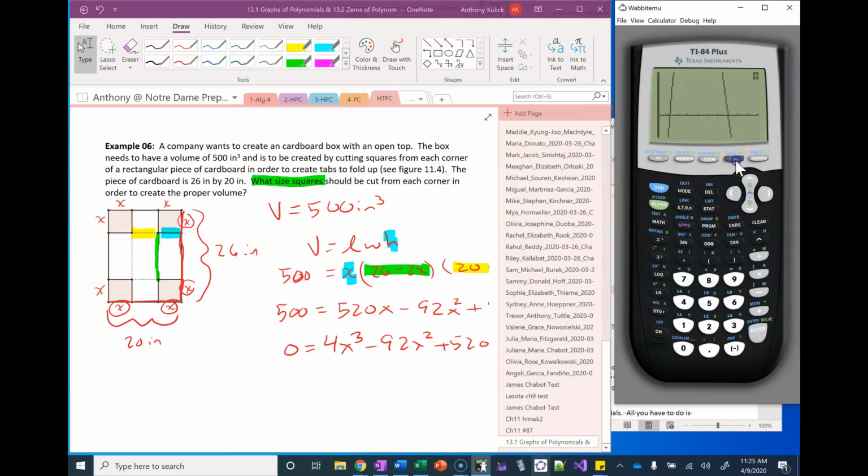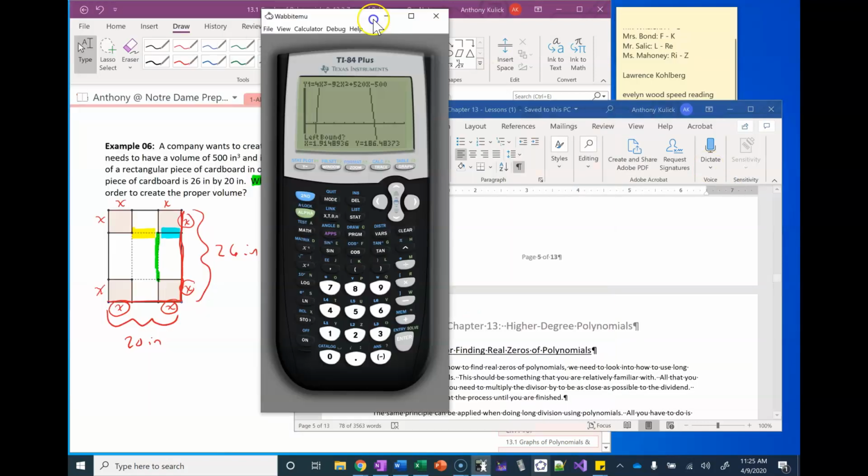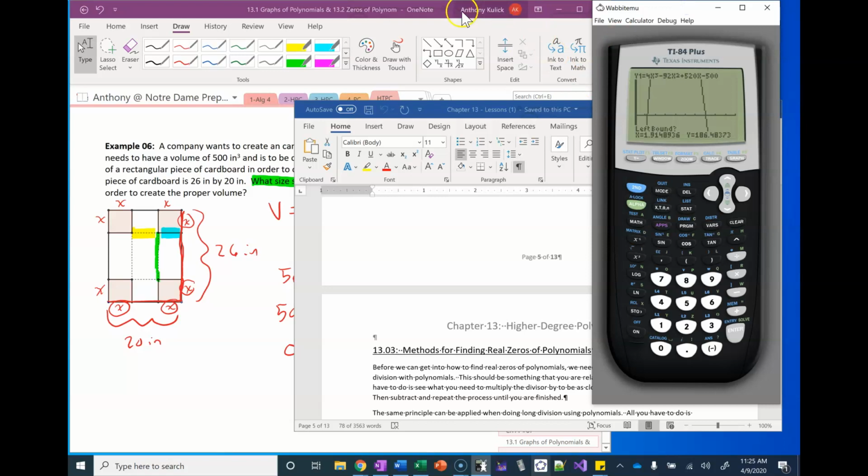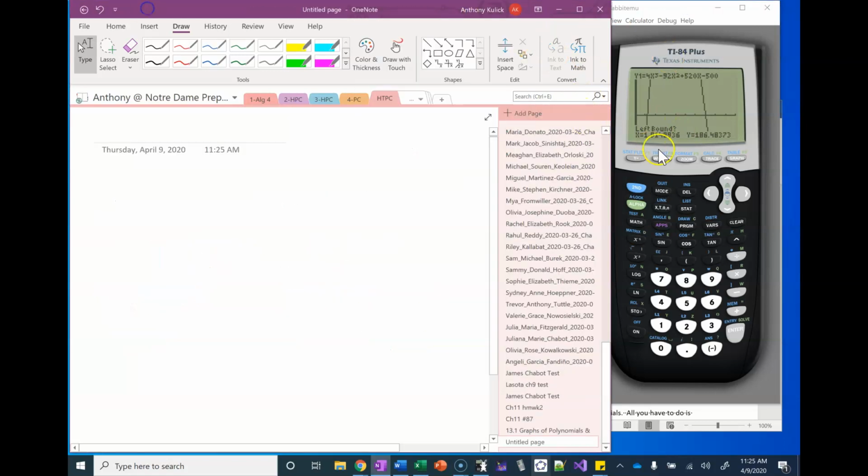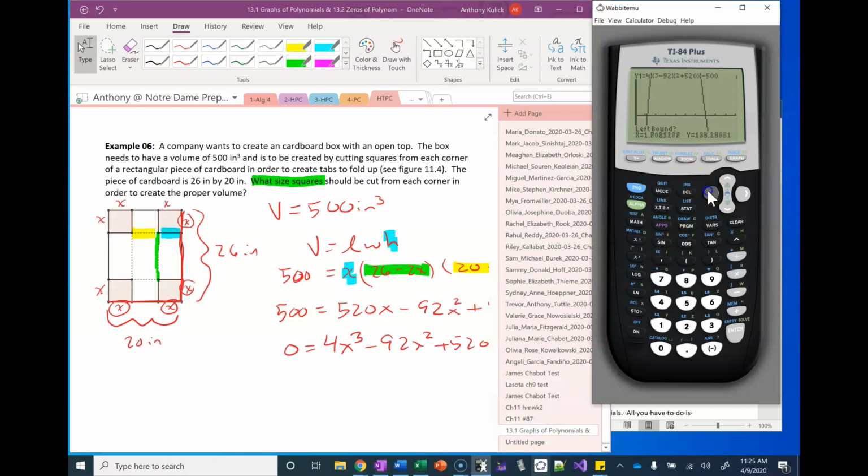So if I do second and trace, and then do the zero command, let's find this one first. I'm just going to move my cursor. Notice you can see where the cursor is at. It's at 3.5, so it's up here somewhere off the screen, but that's okay, it doesn't really matter. I'm just going to keep pressing left till I can see it.